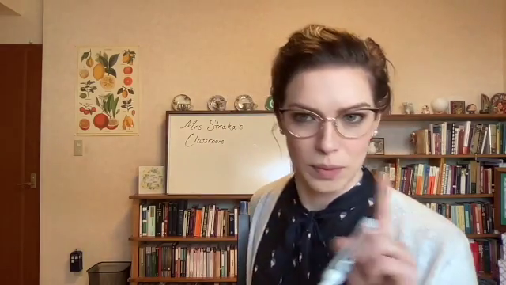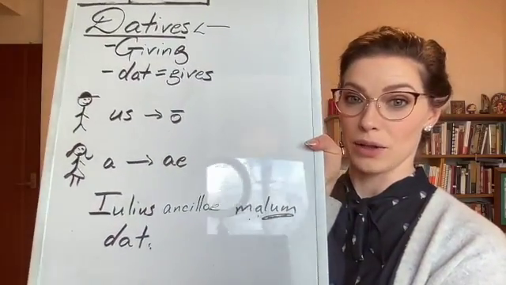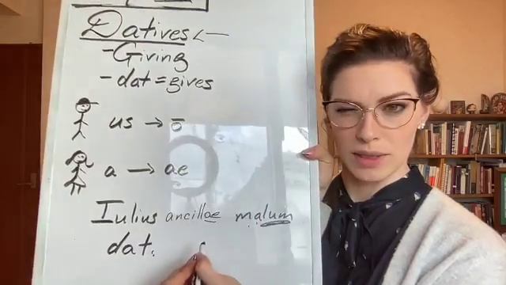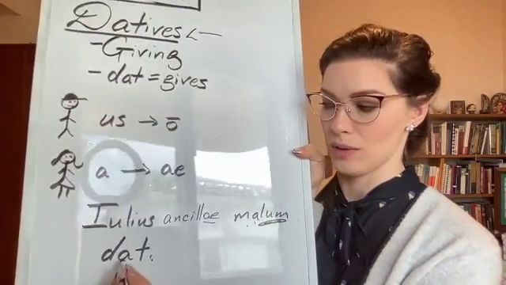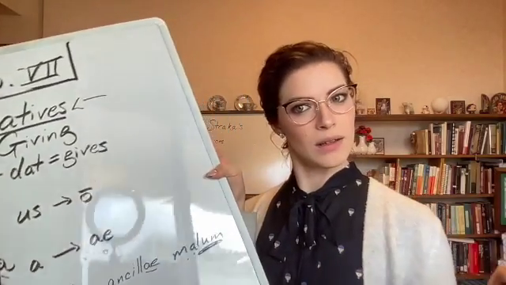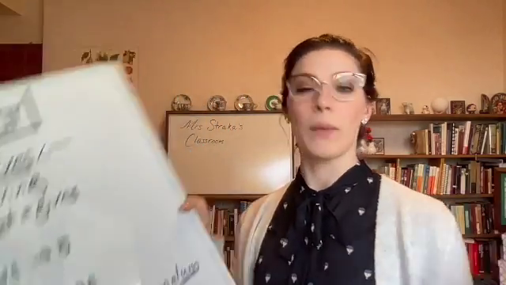So let's say that Julius is giving a female servant an apple. Just one, we're just on singulars right now. He's giving a single female servant an apple. It would be Julius ancillae malum dat. So we know that she's the one receiving this apple that Julius is giving. Hopefully that's making sense. Maybe so, maybe not as much. We're going to practice it, so don't worry.